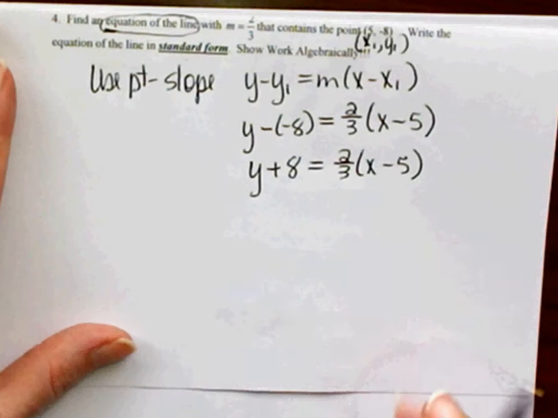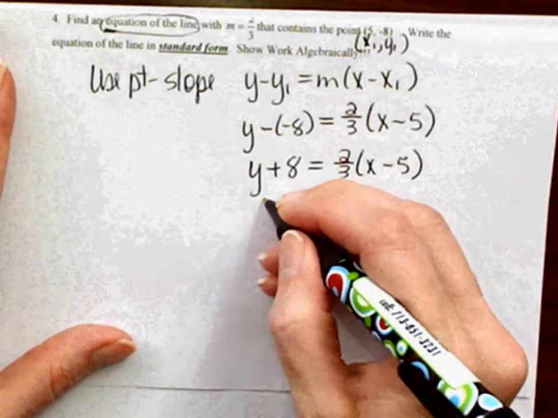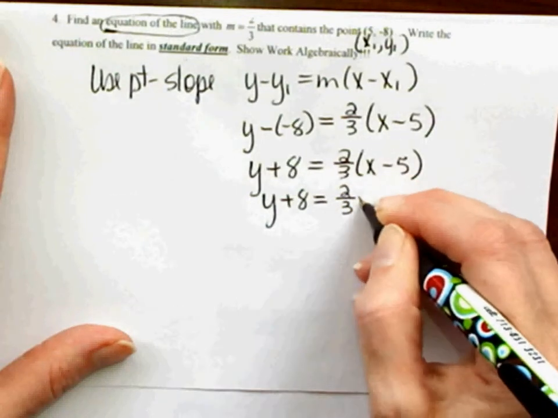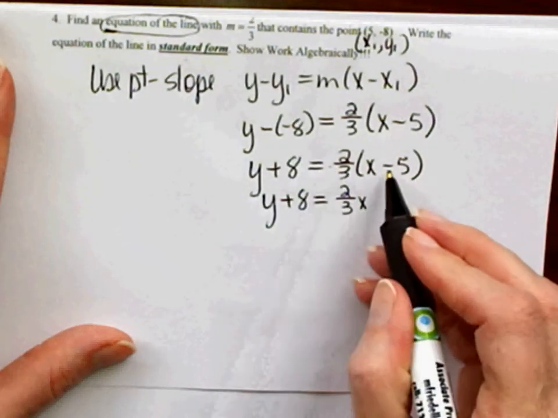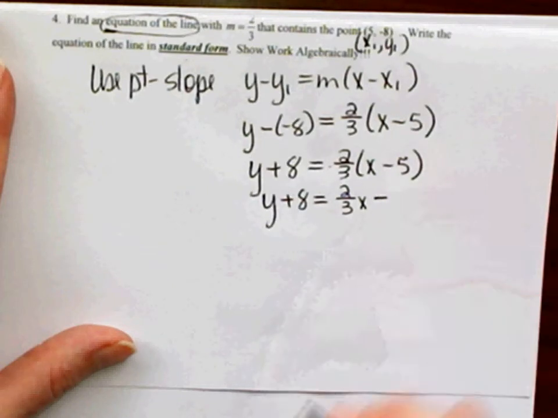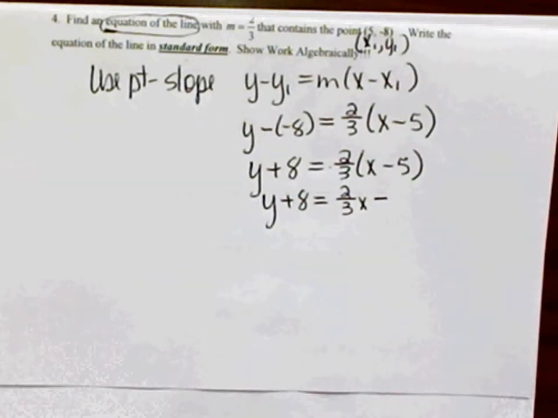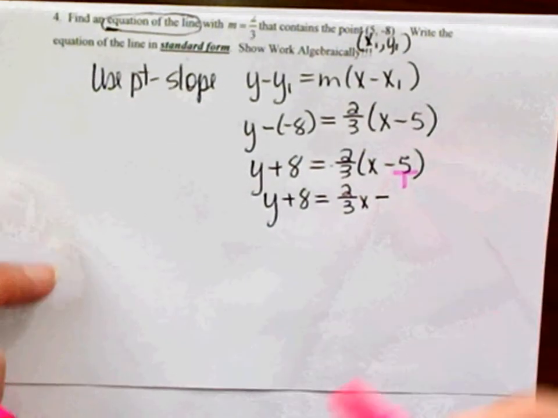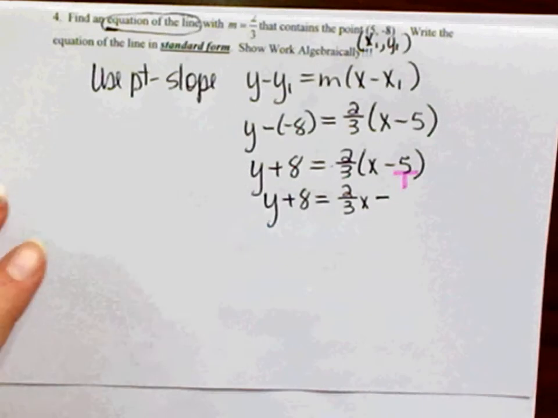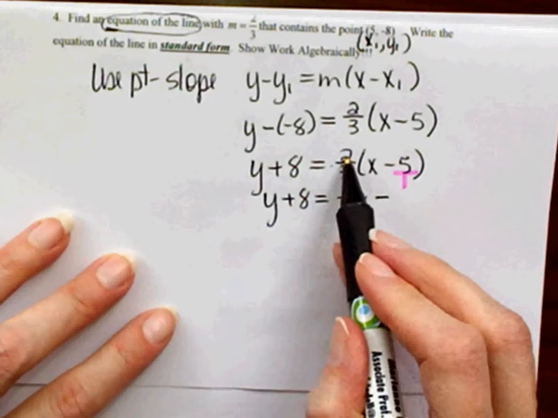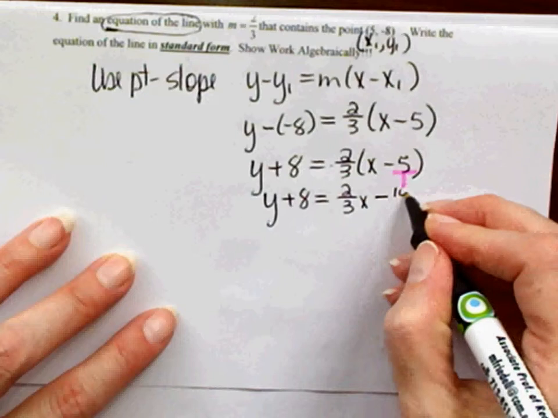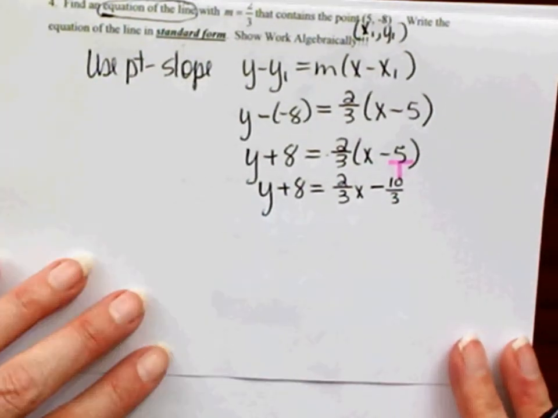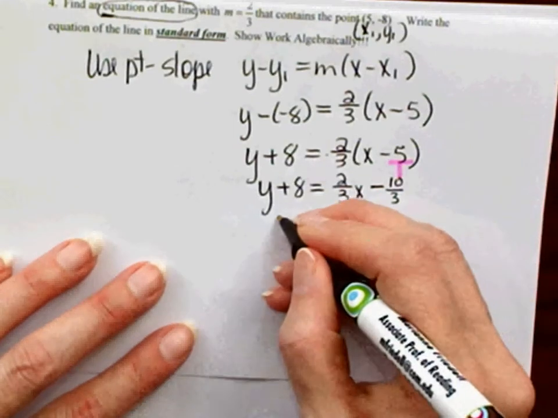Alright, we got to distribute. I need to get rid of the parentheses. So y plus 8 equals 2/3 x. A positive times a negative gives me a negative. That 5 is really 5 over 1. So we're just going to multiply straight across. So that's 10 over 3. See, that wasn't too painful. Alright, from here I'm trying to solve for y, so I'm going to subtract 8.